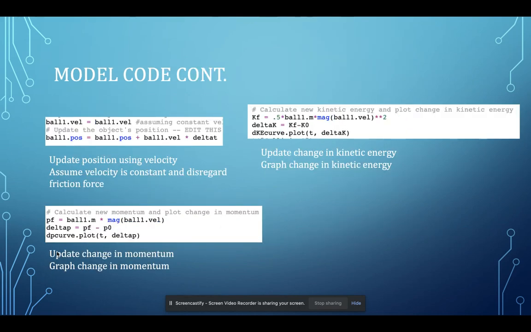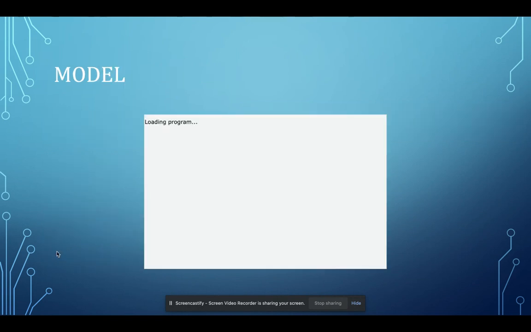Within both of these loops, we used the position update formula to update the position of each ball. We assumed a constant velocity and disregarded the friction force because the friction forces on these cart track systems is relatively low. We also updated the change in momentum and the change in kinetic energy and graphed both of these values to the graphs we initialized previously.